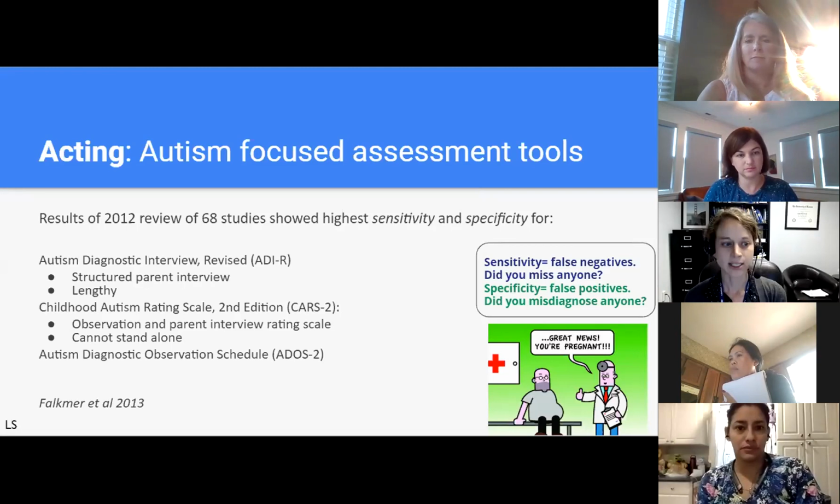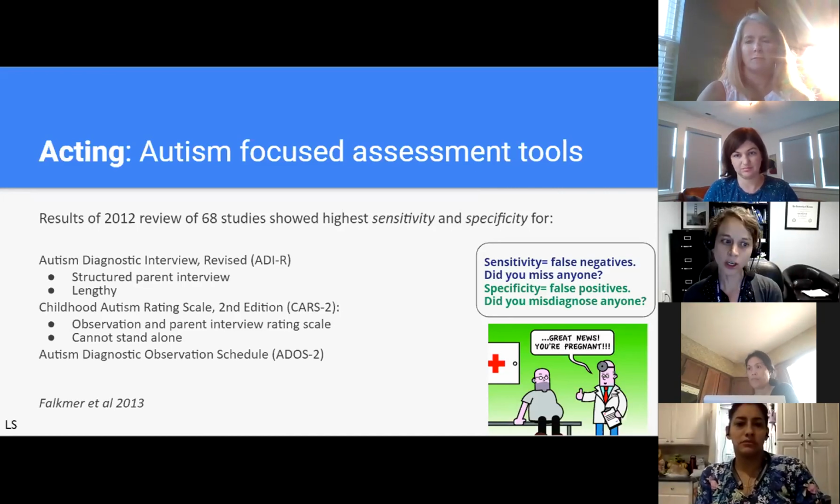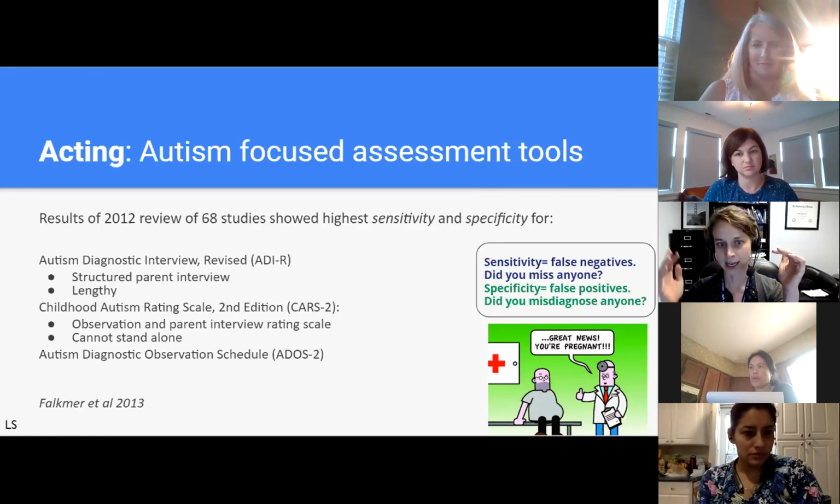And so I was saying here that these have high specificity and sensitivity. Meaning that we want tools that don't miss anyone. We want to make sure it's not missing anyone who might have autism and they don't come up significant on that tool. And we also want to avoid false positives. So we also don't want to capture people who the tool says they have autism and they really don't. So these are tools that have high sensitivity and specificity.